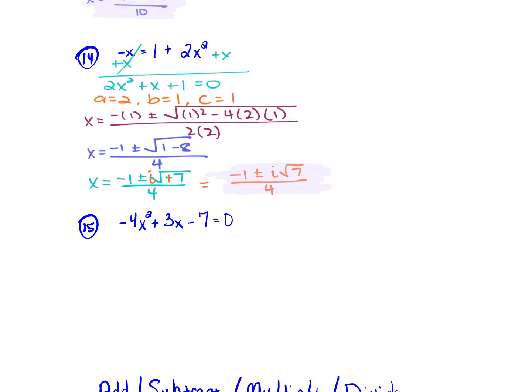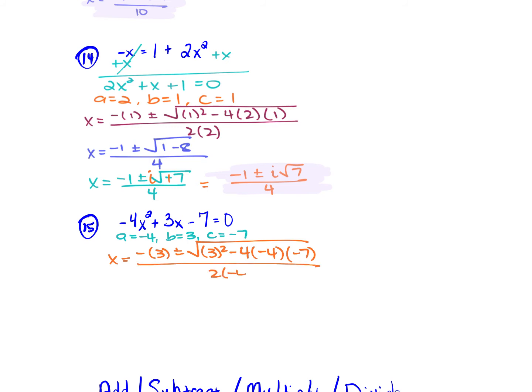For 15, you have negative 4x squared plus 3x minus 7 is equal to 0. Your a is negative 4, b is 3, c is negative 7. So again, use your quadratic formula. X is equal to the opposite of b, so the opposite of 3, plus or minus the square root of b squared, so 3 squared, minus 4 times a, which is negative 4, times c, which is negative 7, all over 2 times a, which is negative 4.